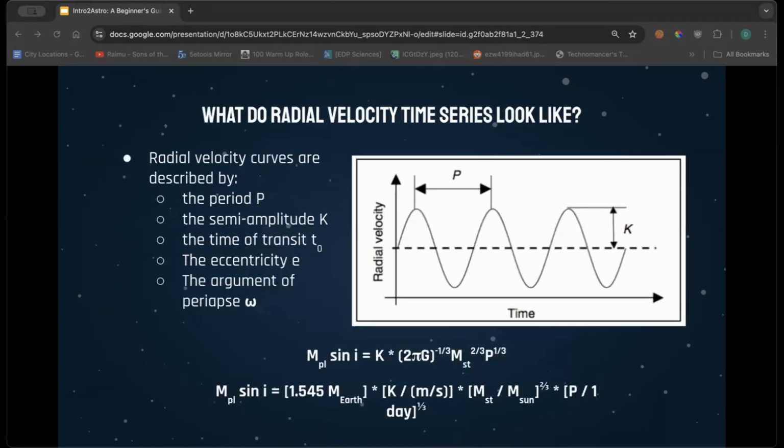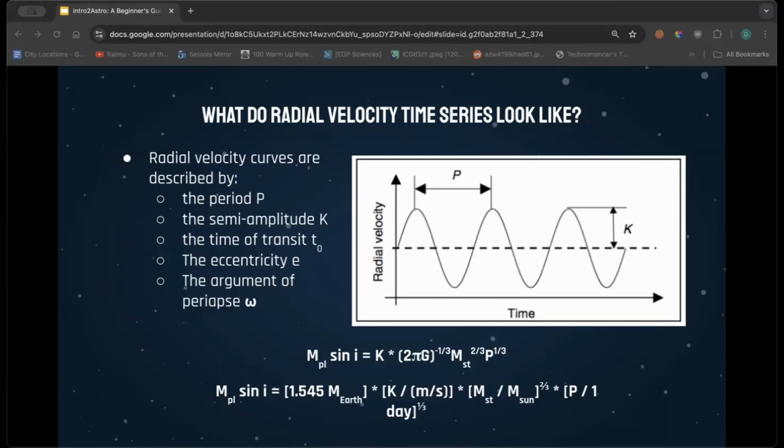So let's see what that looks like. This is a sample graph of the radial velocity of a star over time. For most planets, a radial velocity curve will look really similar to a sinusoidal curve. A plot of the radial velocity over time, a radial velocity graph, is entirely described by just a few different parameters. So there are 5 parameters of a planet that can describe its radial velocity effect of the star. The period of the planet, the semi-amplitude of that signal, the time of transit, and then the eccentricity and the argument of periapse. So let me get into what these are.